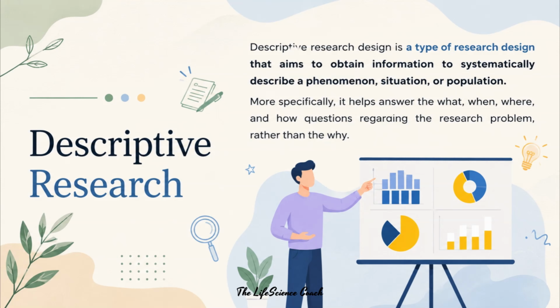Descriptive research is a type of research design that focuses on collecting information to clearly and systematically describe a phenomenon, situation, group, or population. The main purpose of descriptive research is to explain what is happening, when it happens, where it happens, and how it happens. Unlike experimental research, descriptive research does not try to identify cause and effect relationships or answer the question, why. Instead, it provides a detailed picture of the subject being studied.